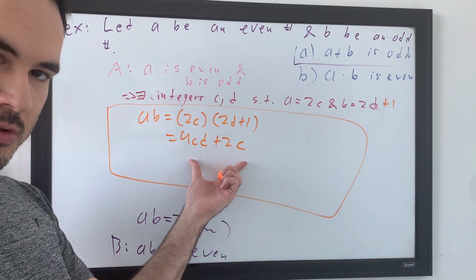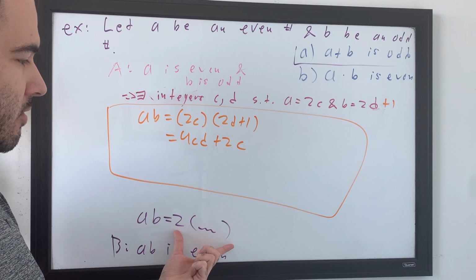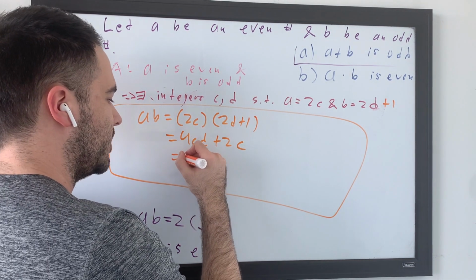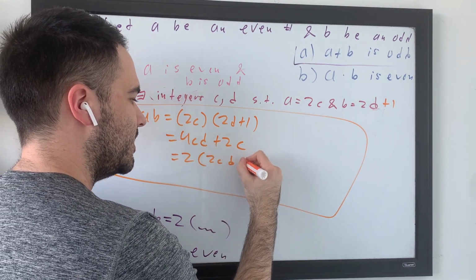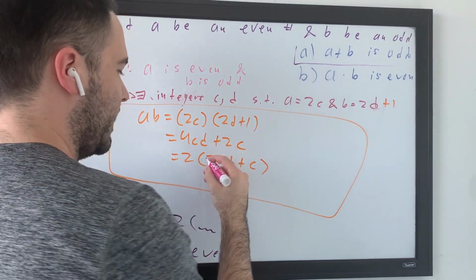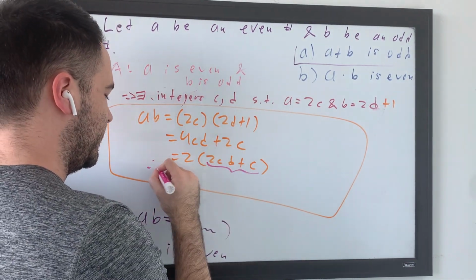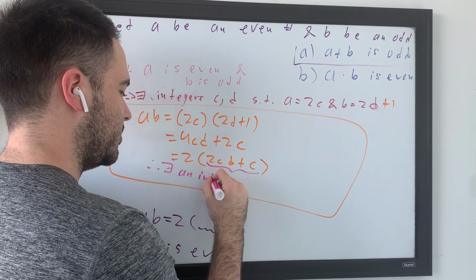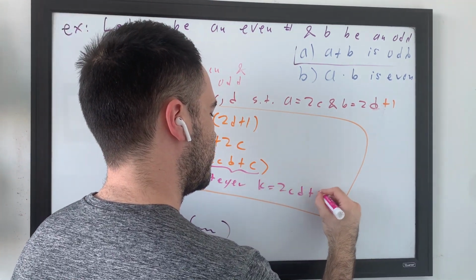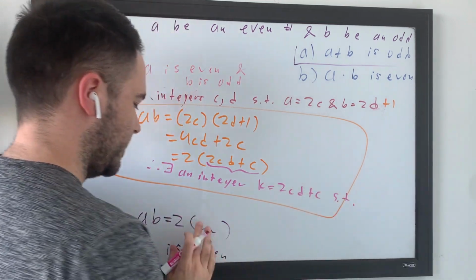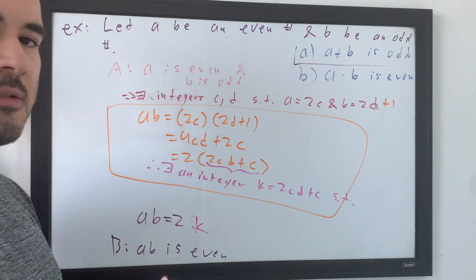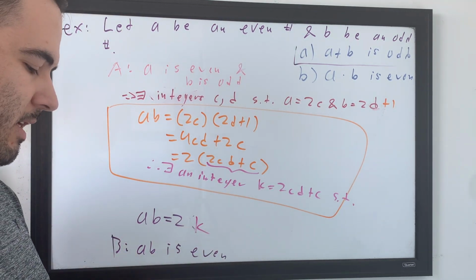This part gets really confusing for a lot of people. That's why having this here shows us what form we need this to look in. If I need a 2 out of this, I will factor out a 2 to get 2 times (2CD plus C). And now I have found my form in the middle. Therefore, there exists an integer k, which is equal to 2CD plus C, such that A times B is equal to 2 times k. Therefore, A times B is even.